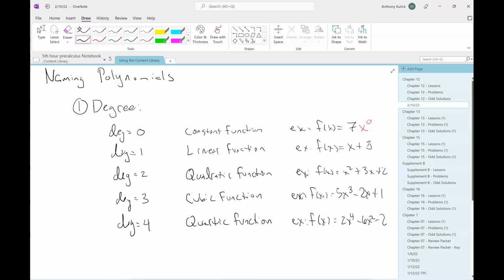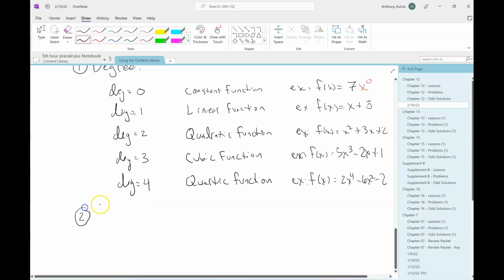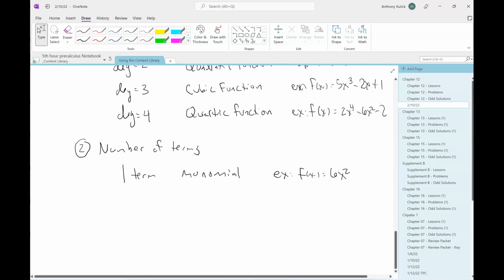So that's just like some simple names, right? No big deal here. The other way we name things is by the number of terms. So if we have one term, we call that thing a monomial. So like 6x squared is a monomial.